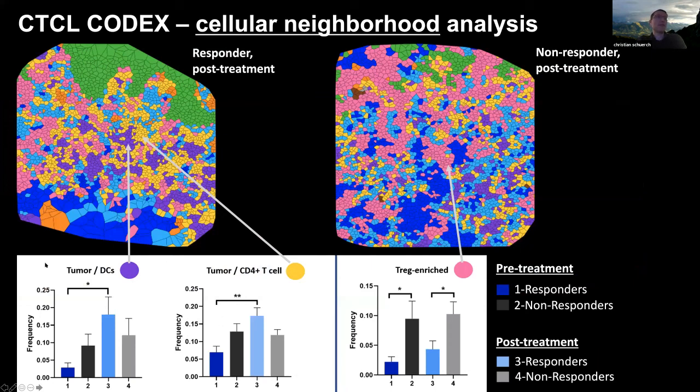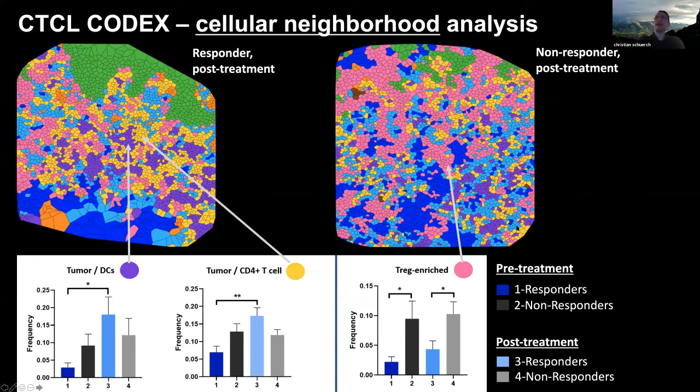For example, we saw that an immune activation neighborhood, as we interpreted this, tumor cells and dendritic cells, tumor cells and CD4 T cells enriched, was increased after treatment in the responders, but did not significantly change in the non-responders. The same here. On the contrary, the regulatory T cell enriched neighborhood was much more abundant in the non-responders even before treatment. So this could, for example, be used as a predictive marker. And again, I want to stress here, the numbers of regulatory T cells were not different. It was just how they were spatially arranged in the tissue that was different between those patient groups.